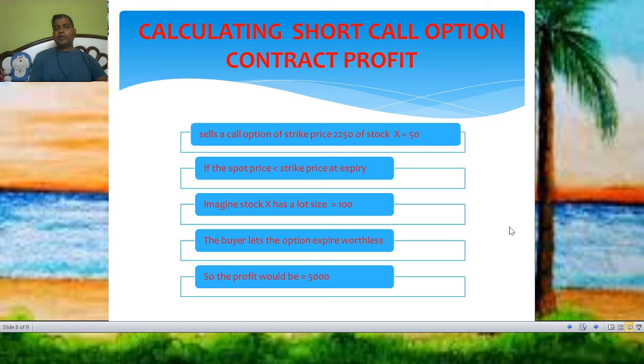Now there is a third scenario also. Let us say the seller sells a call option of strike price 2250 of stock X at a premium of 50. So if at the time of expiry the spot price remains below the strike price, then the buyer does not exercise the option. That means he lets the option expire worthless. And if this stock X has a lot size of 100, so in this case the seller would have the profit of 5000. That means the option premium that the buyer paid to buy this particular call option.